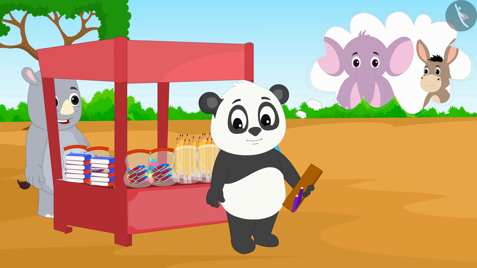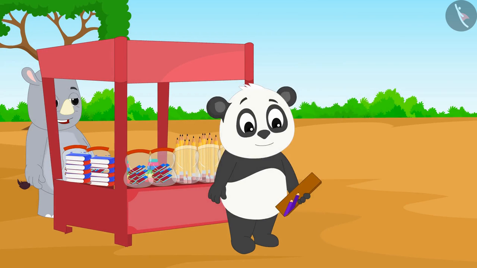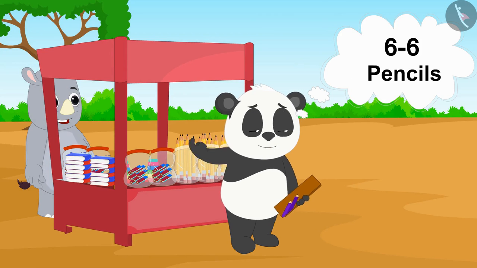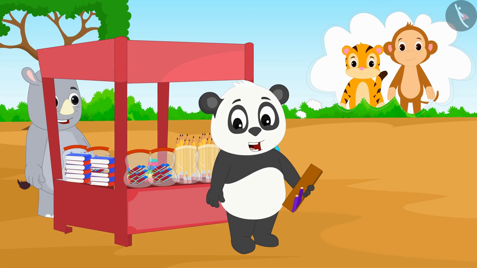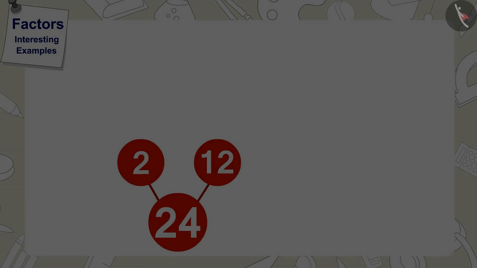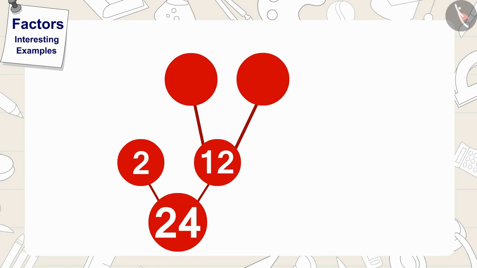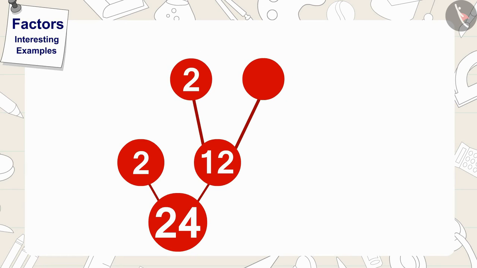Now, Golu is wondering if his 2 friends will also be able to divide their 12 pencils to more friends. My friends can divide their 12 pencils equally by giving 6 pencils to each of their 2 friends. Thinking this, Golu made 2 lines from 12 and made 2 circles at the other end. Golu wrote 2 in this circle and 6 in this circle.